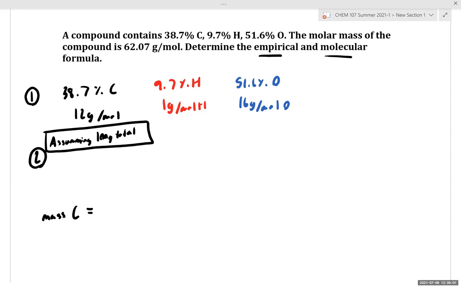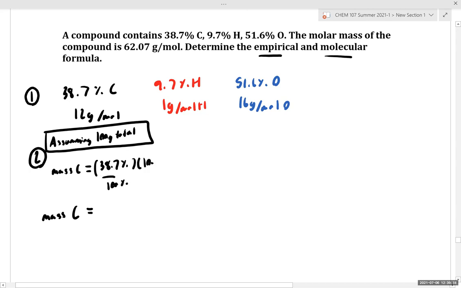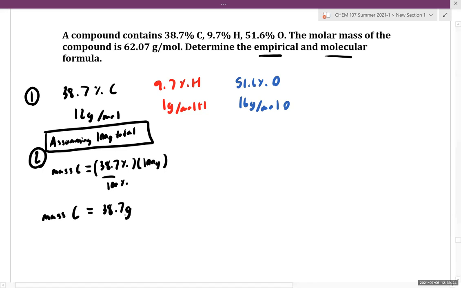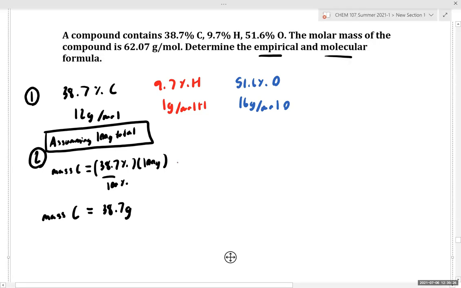38.7. Yep, exactly right. So we can calculate the mass of carbon by taking the mass percentage over 100% times the total mass, which is 100 grams. That gives us a mass of carbon of 38.7 grams. By the same token, we should be able to calculate the mass of hydrogen. And what mass of hydrogen would we have in this sample?